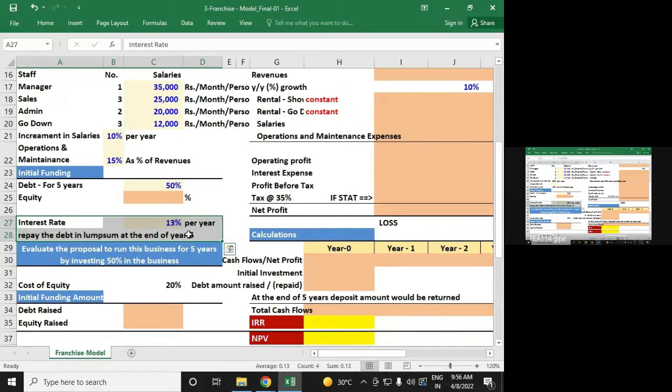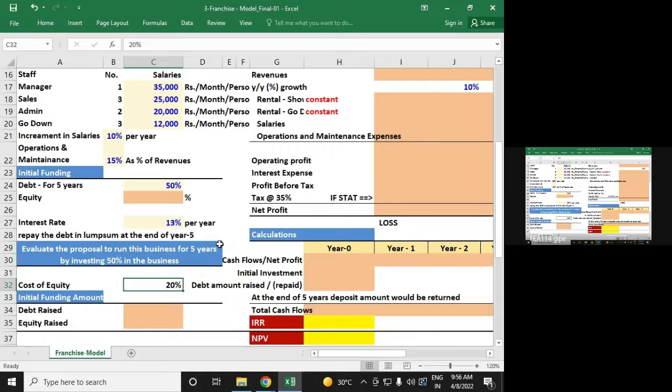Okay. So the question is, whatever money we invest in the form of equity should generate around 20% return. So are we beating the cost of capital of 20%? That is what we are trying to find out.